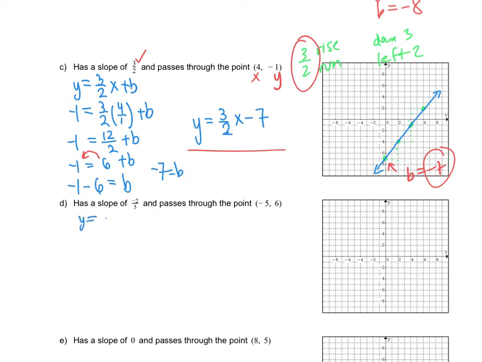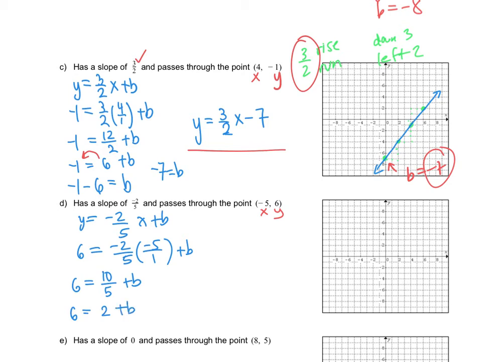All right, so for the algebraic method, here's my slope. My point is x comma y, so 6 for y, -5 for x, which I'm going to put over 1. And now we clean up. -2 times -5 is +10, so be careful there. And then 5 times 1 is 5. The 10/5 does reduce to a nice whole number of 2. And then we can bring the 2 over. 6 subtract 2 is 4.